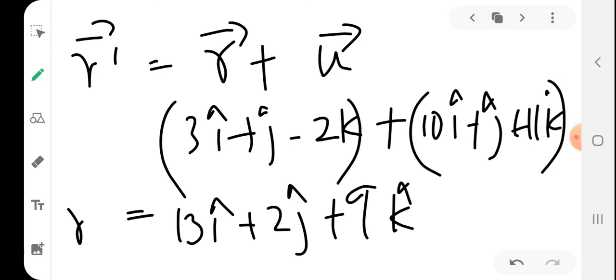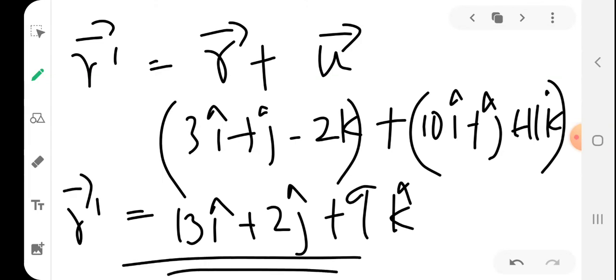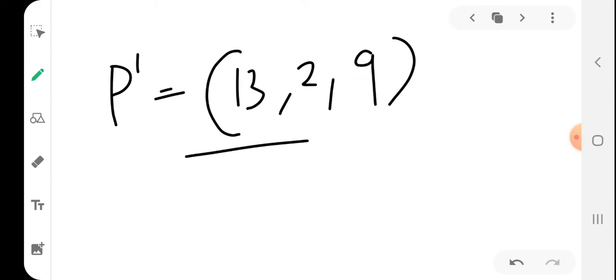So this is the new position vector. So p dash will have coordinates 13, 2, 9. This will be the new coordinate for the displaced point. Displaced point in new coordinates will be 13, 2, 9. Okay.